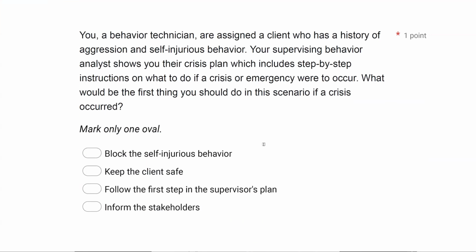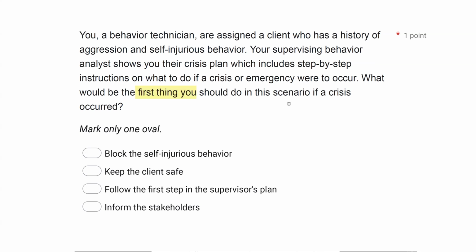You, a behavior technician, are assigned a client who has a history of aggression and self-injurious behavior. Your supervising behavior analyst shows you their crisis plan, which includes step-by-step instructions on what to do if a crisis or emergency were to occur. What would be the first thing you should do in the scenario if a crisis occurred? Don't overthink this question, right? It's kind of a longer question, but what is the context? What's the first thing we're going to do in a crisis?